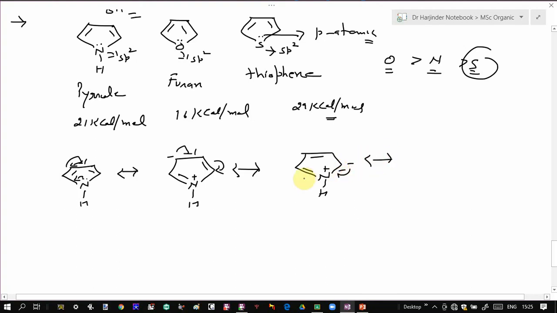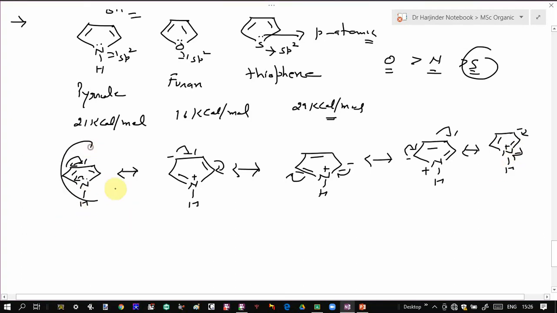Then this will move over here, and these pi electrons will move there. And then again over here, so here, so double bond, positive charge will be here, here, and finally here to give rise to a back fast structure. So these are the resonance structures of pyrrole molecule. So these are the heterocyclic non-benzoid aromatic compounds.